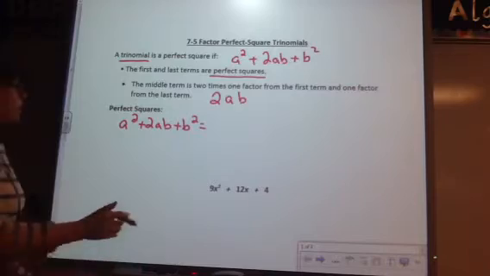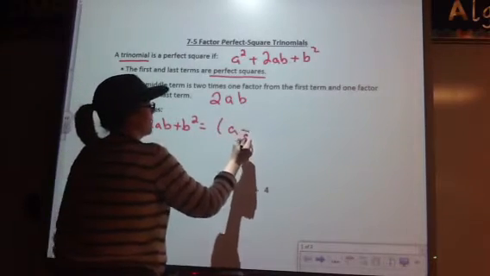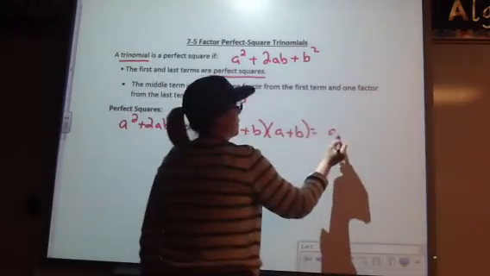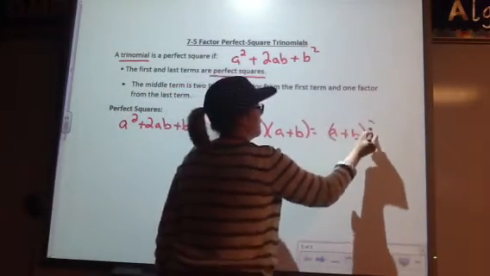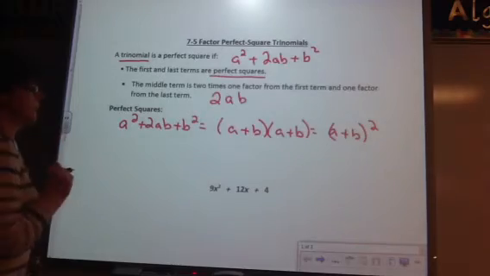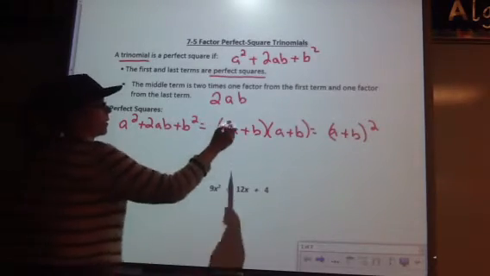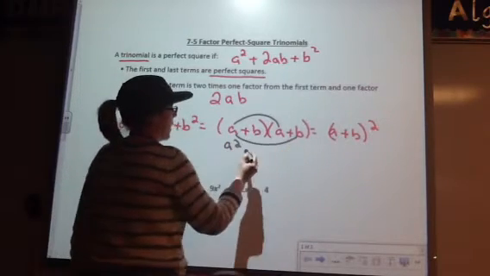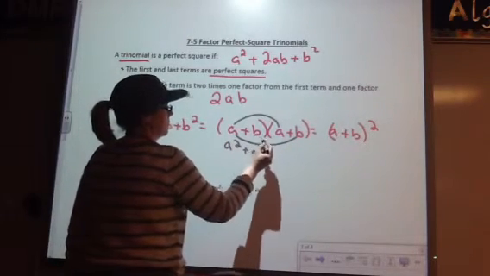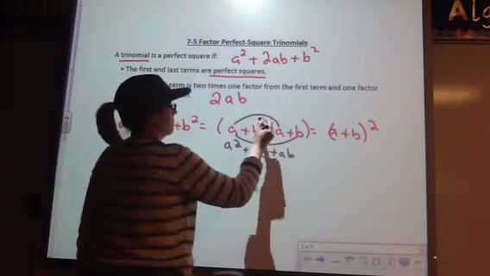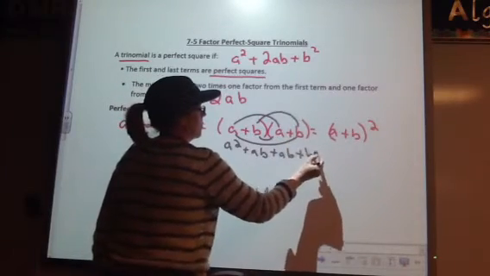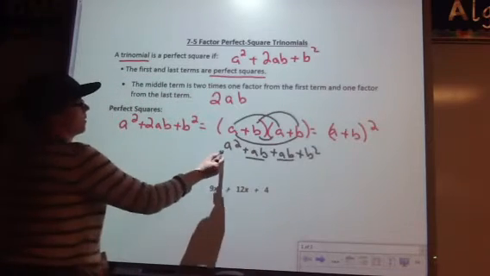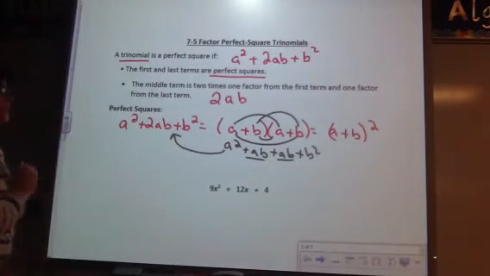Okay, so if we were to factor this out, we would get a plus b, which is a plus b squared. All right, now let's double check and make sure we're right here. Let's FOIL this. So we have a squared, ab, ab, b squared. Once you combine your two like terms there, this is equivalent to this.